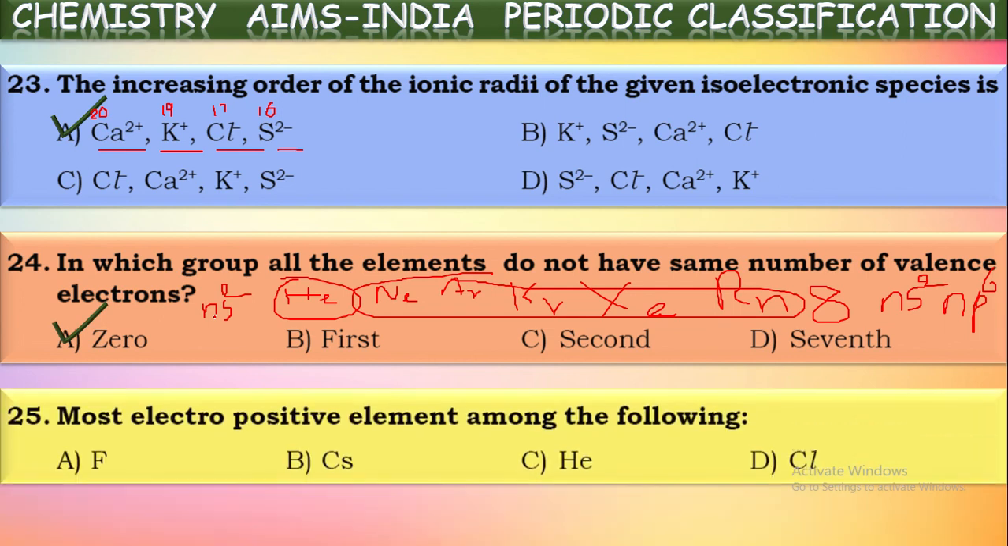Most electropositive element among the following. See the elements present here: fluorine, cesium, helium, and chlorine. Fluorine is the most electronegative element. The highest electronegativity is for fluorine, and the most electropositive element is an alkali metal, the highest one being cesium. So this is the most electropositive element. What about helium? Helium is the element with the highest IP value, the highest ionization potential. What about chlorine? Chlorine is the element with the highest electron affinity. Now they're asking about the most electropositive element, that is cesium.